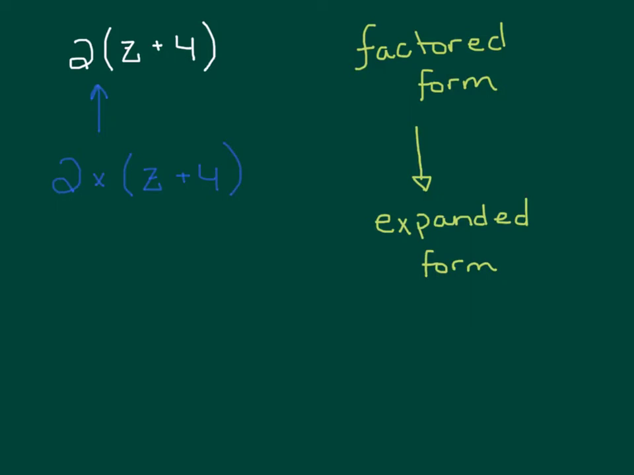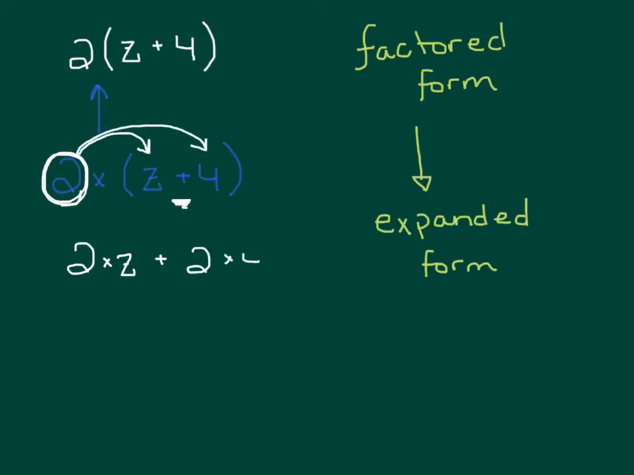So I'm going to use that distributive property. The distributive property says I'm going to take this 2, and I have to multiply it by every term that's inside the parentheses. So at first I'm going to take the 2 and multiply it by the z. So I have 2 times z, and I'm going to keep the sign that we were given. So it's going to be plus, and then I'm going to take this 2 and multiply it by this 4. So the next one's going to be 2 times 4.